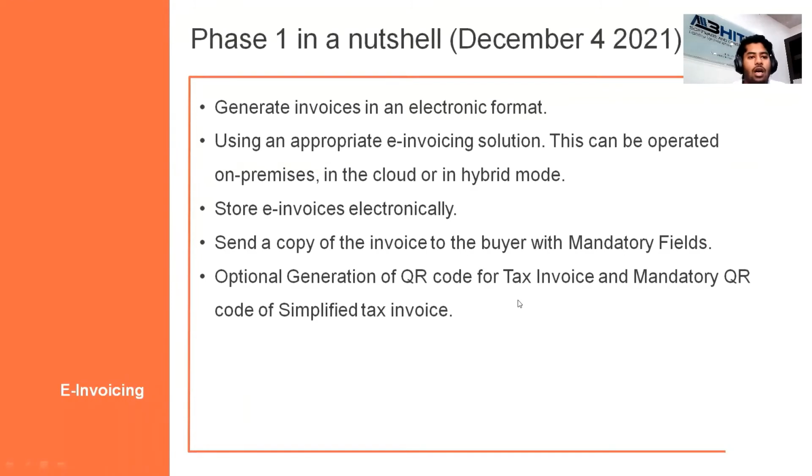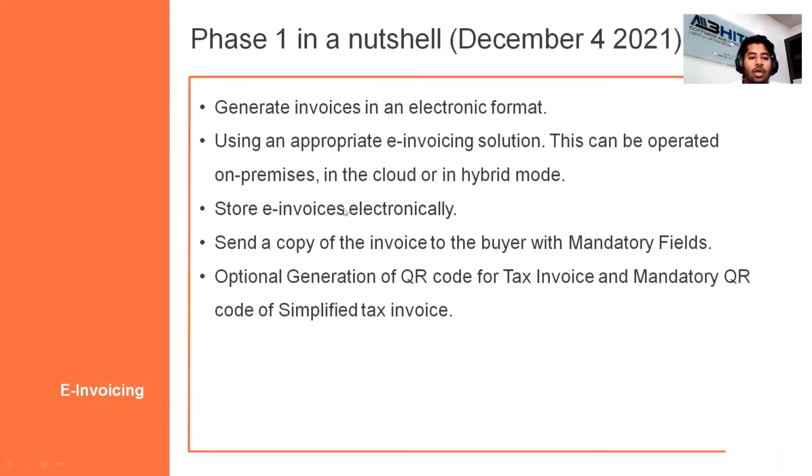So let us brief phase one in a nutshell, which will start from December 4, 2021. Invoices need to be generated in an electronic format. An electronic format includes, as described, a PDF A3 format, and the invoice needs to be generated through an appropriate e-invoicing solution. This e-invoicing solution needs to be basically an ERP or any other invoicing solution or a point of sale, and it needs to be in a proper format. Even if it is a PDF A3, it cannot be manually made. It has to be a system generated invoice.